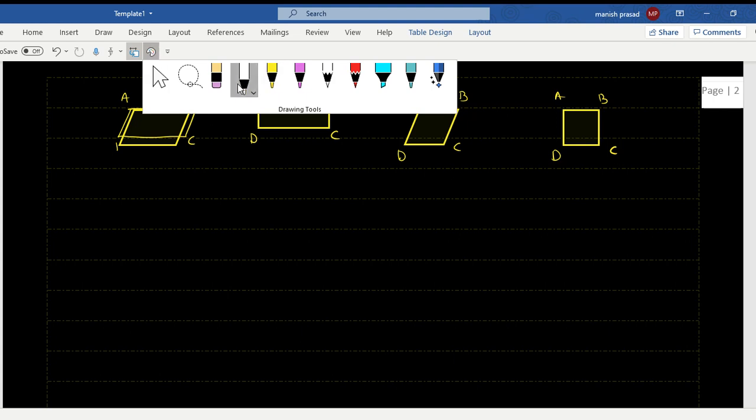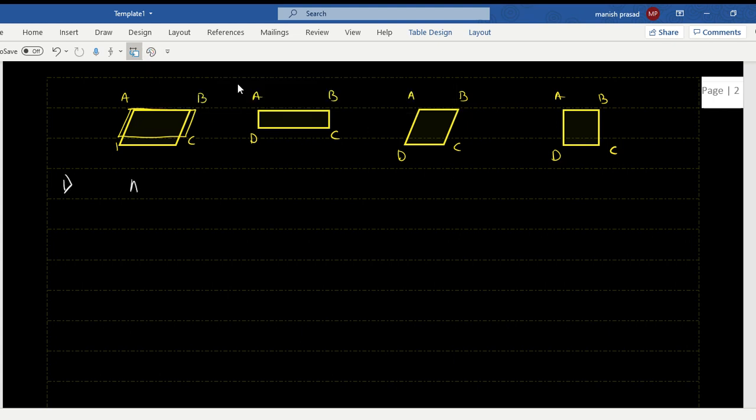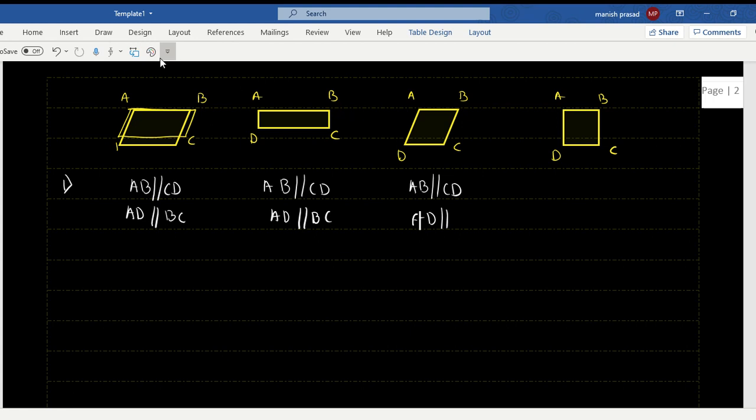Now, first things first, you'll see in all of them, AB is parallel to CD and AD is parallel to BC. In every one, this has to be there. So all of them are basically examples of what? All of them are examples of parallelograms. A rectangle is also a parallelogram. A rhombus is also a parallelogram. And a square is also a parallelogram. So AD is parallel to BC, and in the outer one also, same thing.